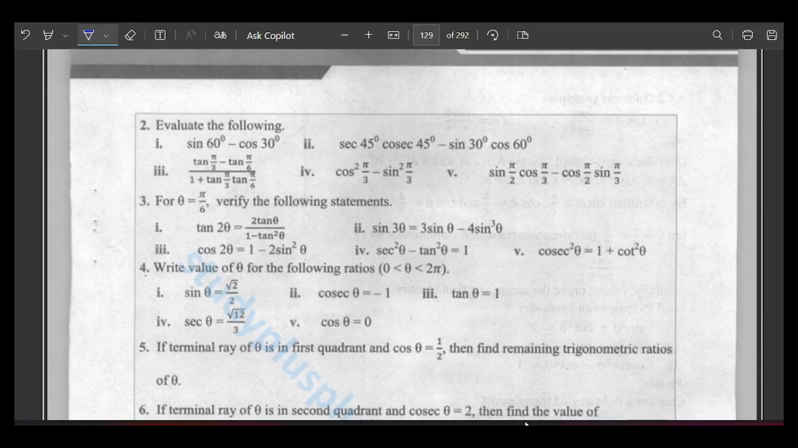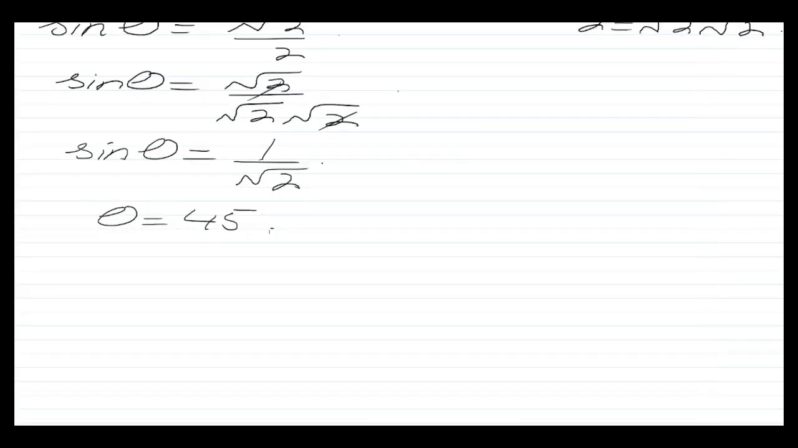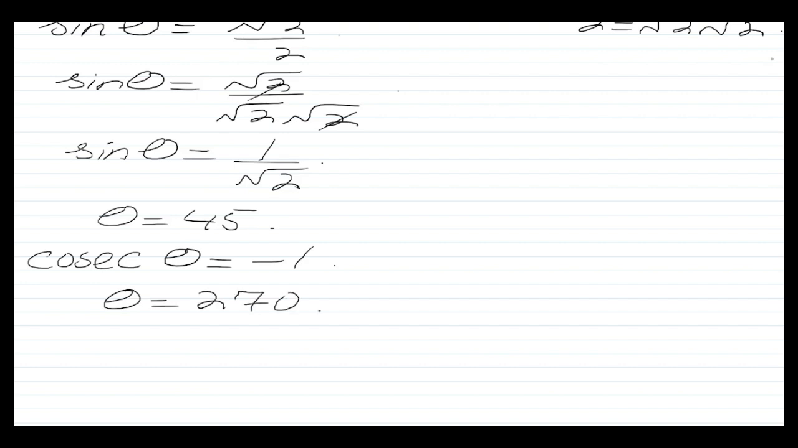Now let's move on. In the second part, we have cosec theta being equal to -1. So how can we find the theta of this? So let's write cosec theta being equal to -1. So what degree we have that its cosec is equal to -1? That is 270 degree. So you can write theta is equal to 270 degree.